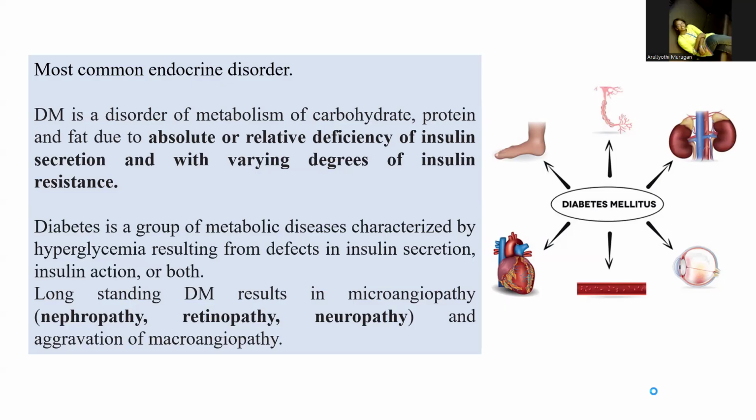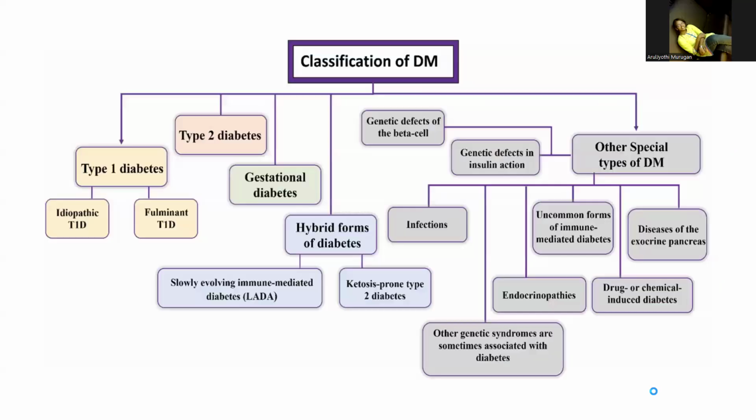Long-standing diabetes mellitus has complications of microangiopathy, that is nephropathy, retinopathy, neuropathy, and aggravation of macroangiopathy. Coming to the classification of diabetes mellitus, majorly it is of four types. Type 1 diabetes mellitus, which is insulin dependent, Type 2 diabetes mellitus, which is insulin non-dependent, gestational diabetes, and others. Others are due to genetic defects of the beta cells or genetic defects in insulin action, and can be due to other causes like infection, genetic syndromes, endocrinopathies, drug-induced or chemical-induced diabetes mellitus, and uncommon forms of immune-mediated diabetes.